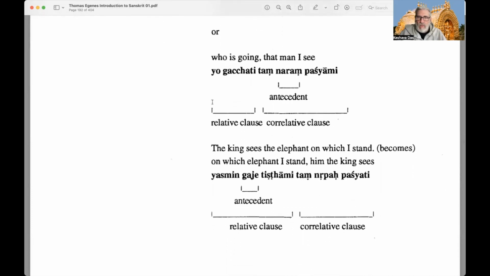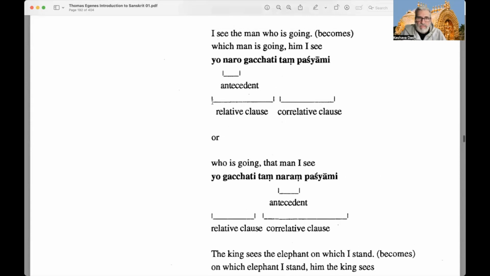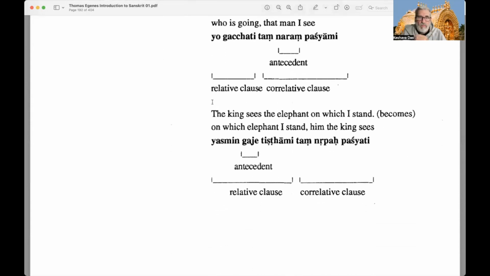Okay, so who is going? That man I see. Yo gachati tam naram pashyami. So here we have the antecedent given in the primary clause. Here it was in the relative clause. Here it's in the correlative clause. Yo gachati tam naram pashyami. Who is going? That man I see. So again, tam here and naram have the same ending.